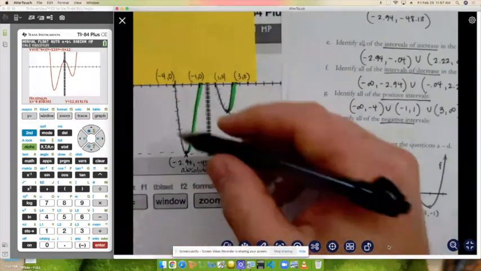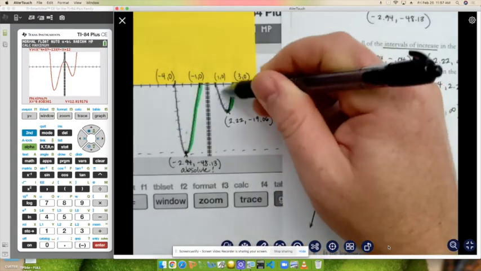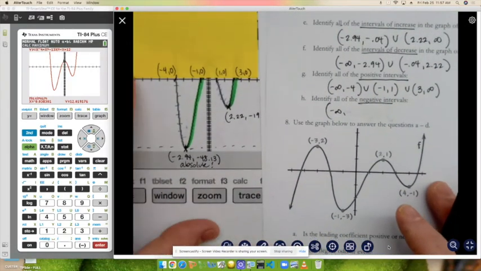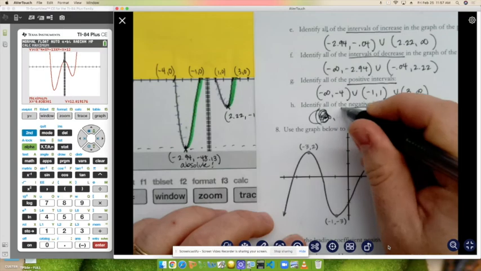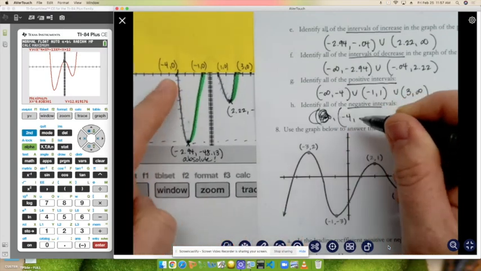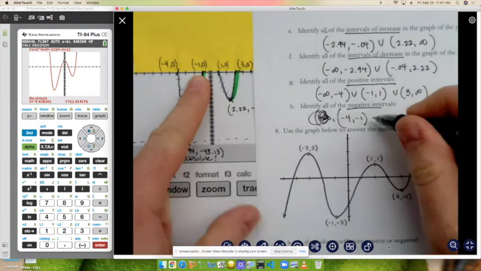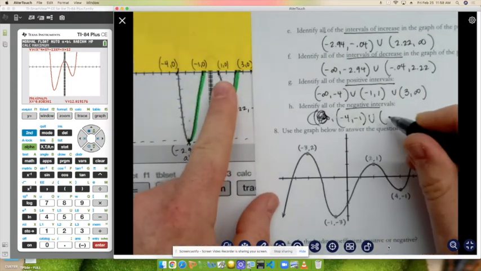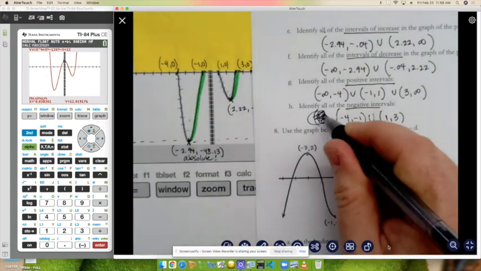Negative intervals, that's everywhere below the y-axis. So it looks like there's two kind of U-shaped things. We just need to write those coordinates, or that range. So the first one is negative between negative 4 and negative 1. The second one is negative between 1 and 3.